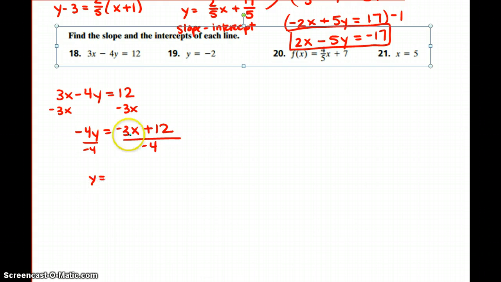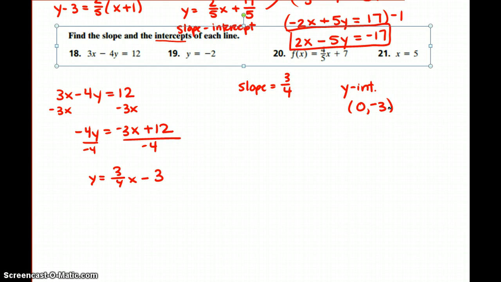So I get y equals negative 3 divided by negative 4 is positive 3/4 x. 12 divided by negative 4 is negative 3. So my slope in this problem is 3/4. It now asks for your intercepts, and we defined those on our board. If you're going to find your y-intercept, that's typically the easiest one. The y-intercept is, again, if you plugged in 0 for x, you would have negative 3 for y.